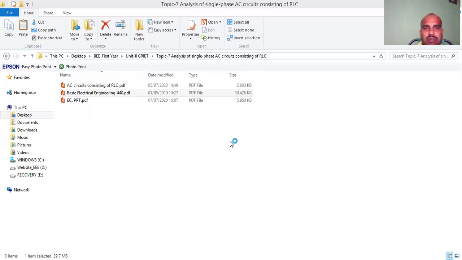Now next one is power value. P average equal to the average power consumed by the R, the average consumed by the L, and the average consumed by the C. So P average equal to I square R, V into I into cos phi, where V R is the voltage across the resistor.